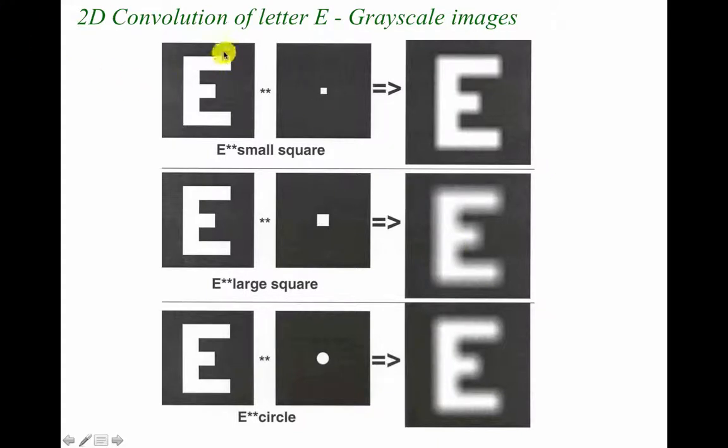This can be seen equivalently in the corresponding images. So here is the convolution with a small square, convolution with a larger square showing more blurring, and convolution with a circle also showing a lot of blurring but in slightly different shape.